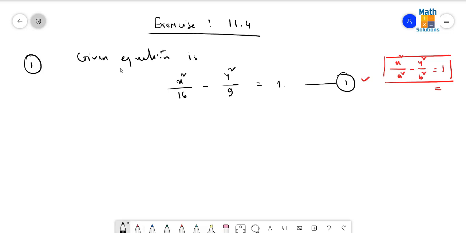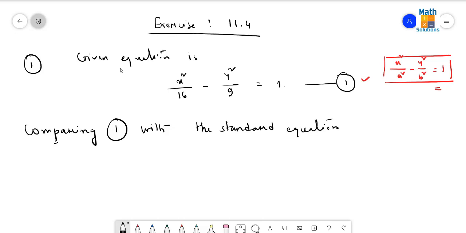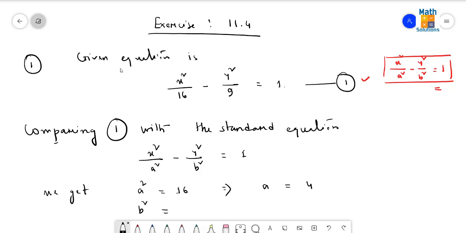Comparing 1 with the standard equation x square by a square minus y square by b square equals 1, we get a square equal to 16, out of which a is equal to 4. Actually this is the length of half of the transverse axis. Similarly, b square is equal to 9, which gives b as 3. So these two results we get.